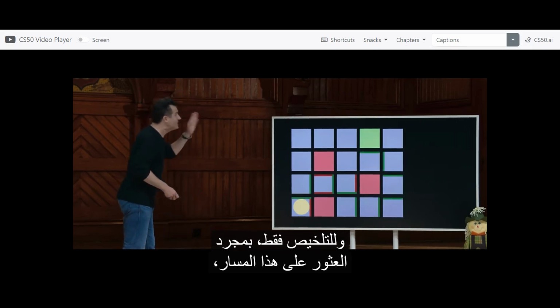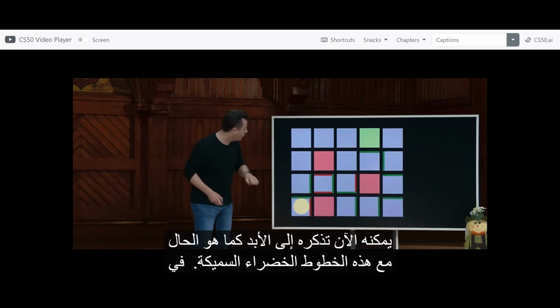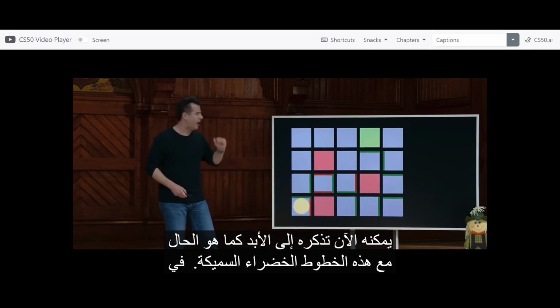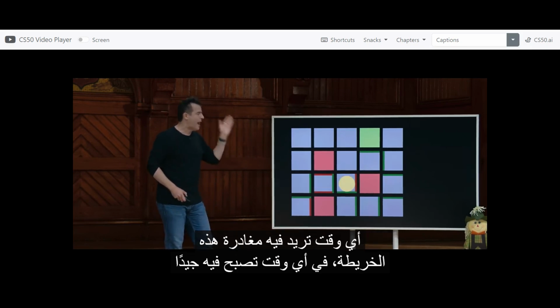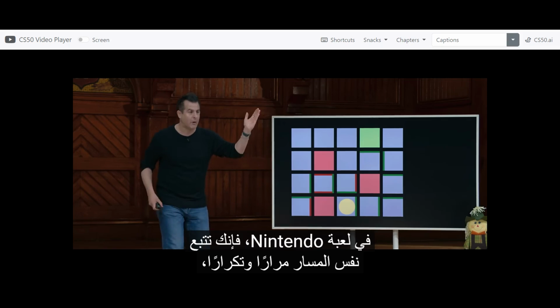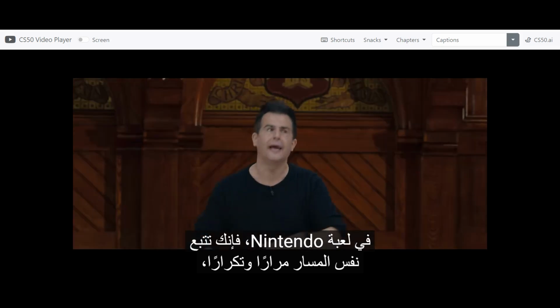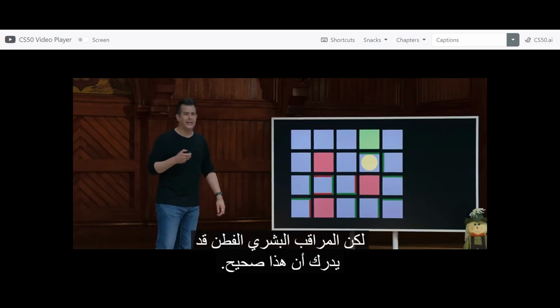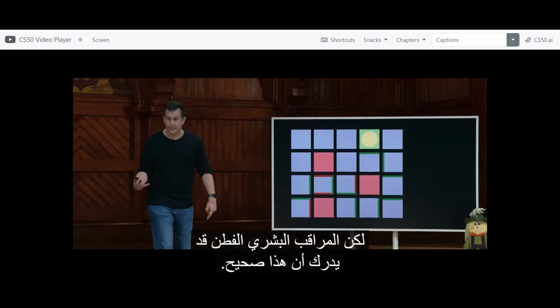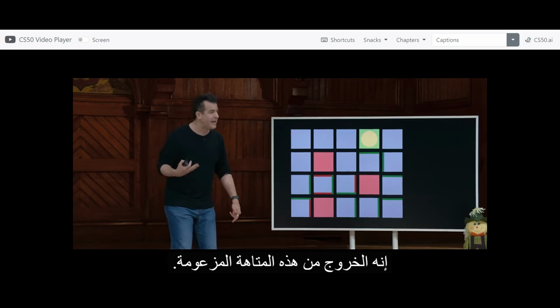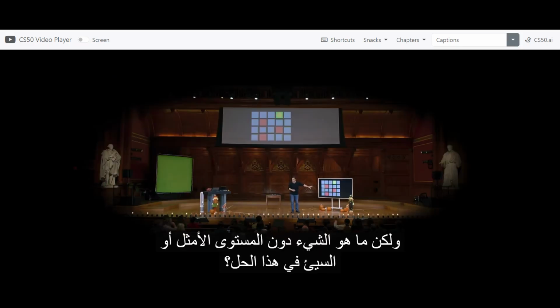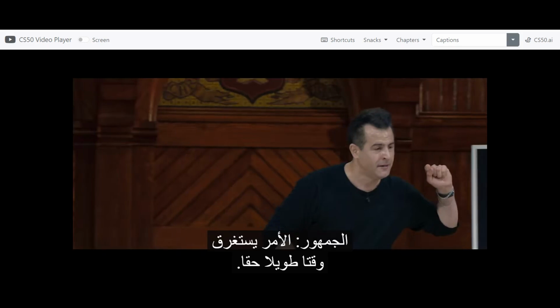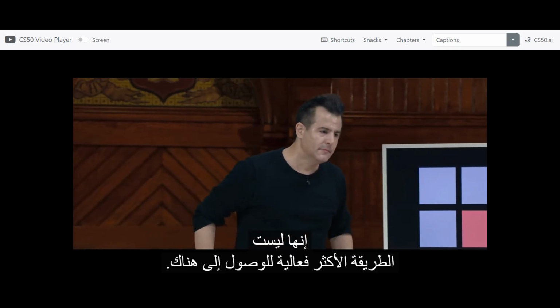And just to recap, once it finds that path, now it can remember it forever, as with these green thicker lines. Anytime you want to leave this map, anytime you get really good at the Nintendo game, you'll follow that same path again and again so you don't fall into the lava. But an astute human observer might realize that, yes, this is correct. It's getting out of this so-called maze. But what is suboptimal or bad about this solution? Sure. It's taking a really long time. It's not the most efficient way to get there.